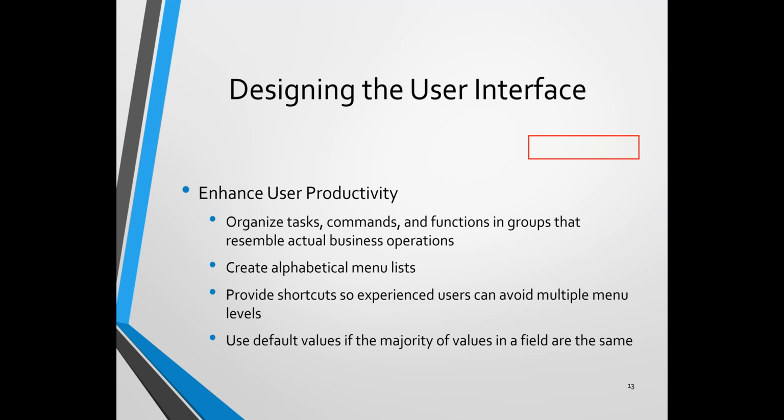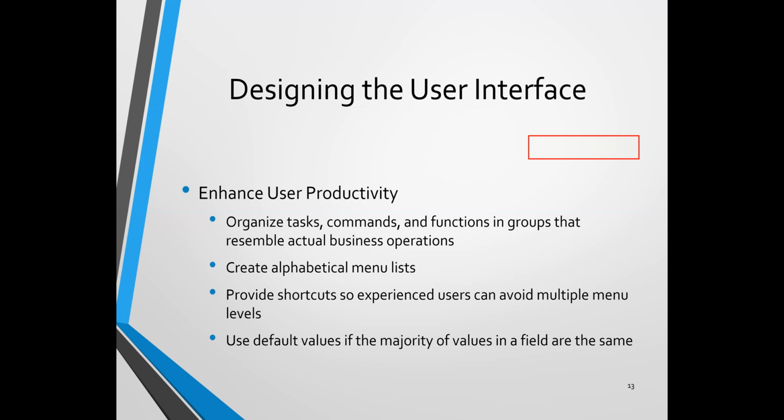You may create an alphabetical menu list as well, so that users might see it from the list and choose. And creating an alphabetical menu list is optional, because if you have already organized the tasks or commands in groups by the actual business operations, sometimes somebody is quite familiar with the alphabetical list of the menu instead, then you may have that one. But if you think that it will make users confused, then just organizing them in groups is enough.